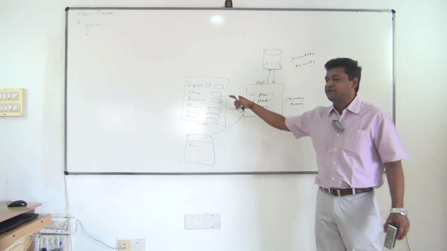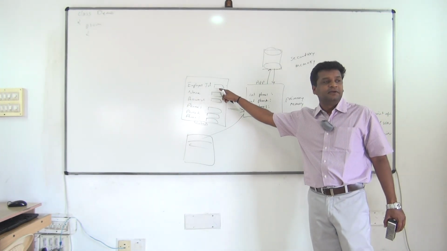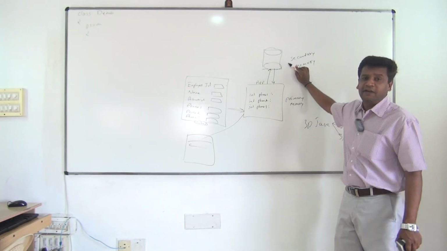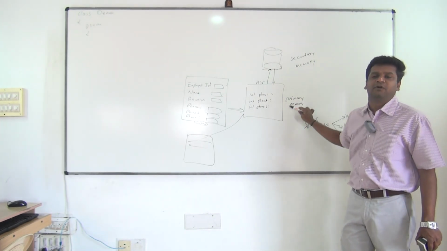Okay, first time you'll enter all the values. Next time, what will you do? You'll enter only the name and password. That time all the values you need from the database. So this is secondary memory. This is primary memory. Both are very important.